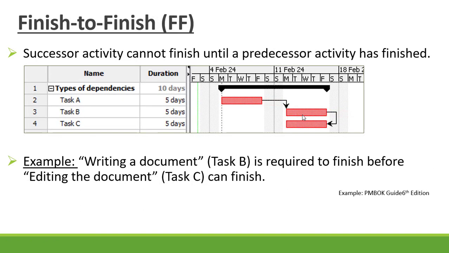Now our finish to finish relationship, that is where your successor activity cannot finish until the predecessor activity has finished. So task B needs to finish, and only then task C can finish. Now an example is writing a document, that is now task B, is required to finish before editing the document can finish, that is task C.